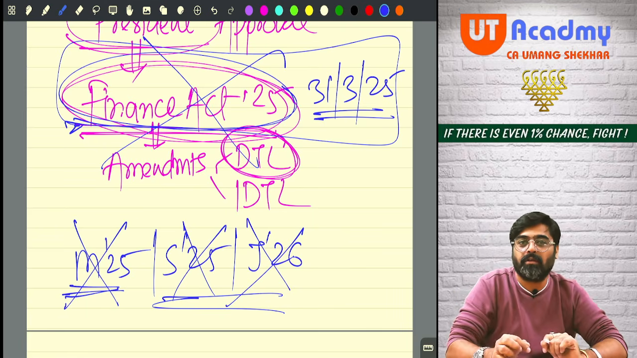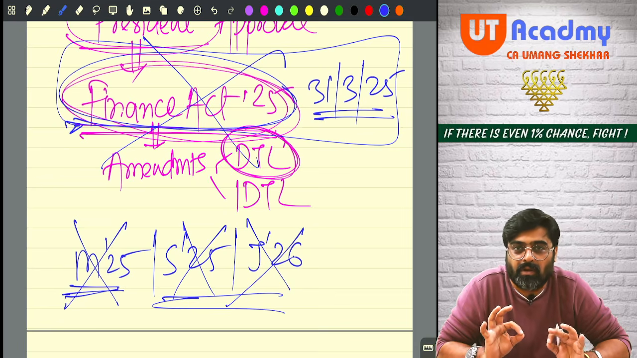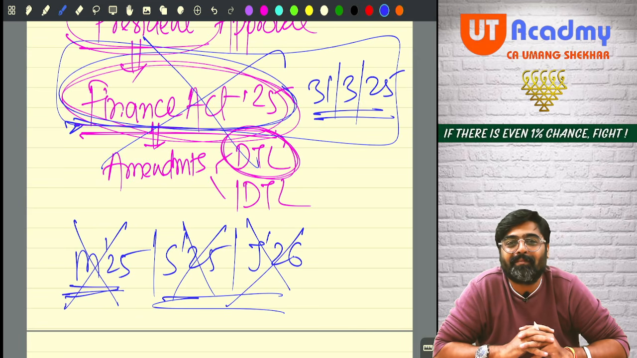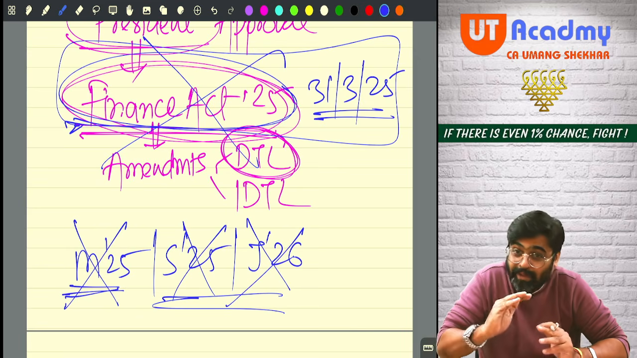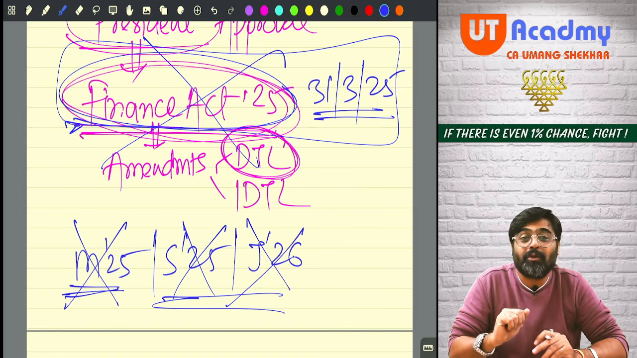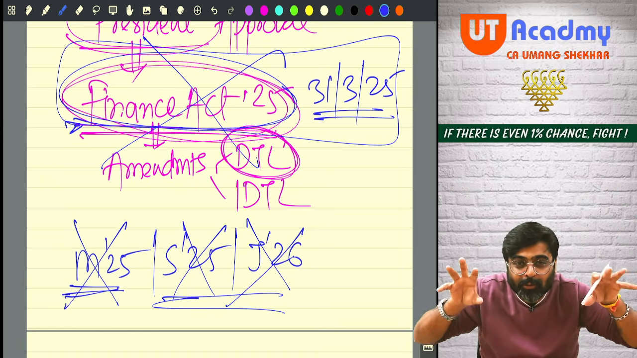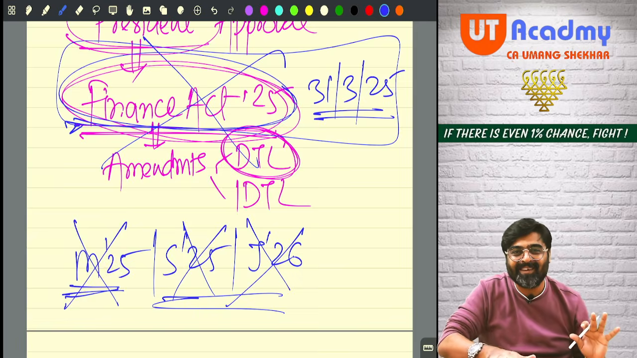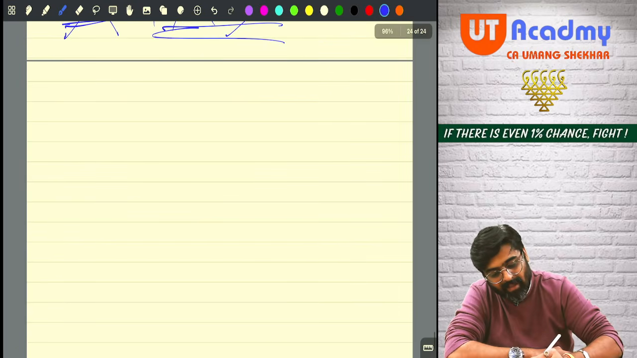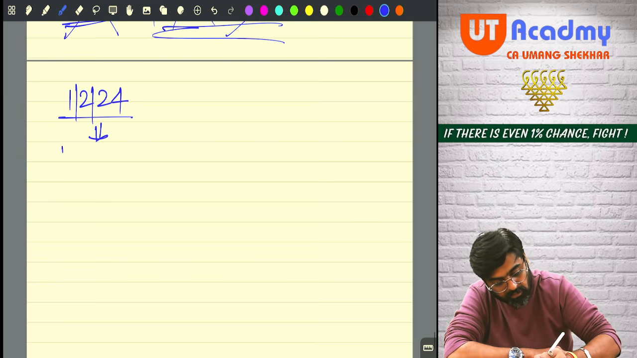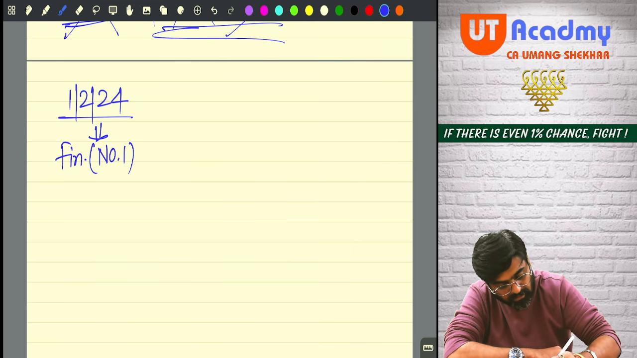And my dear friends, 2024 was election year. Which year, sir? Election year. So in the election year, what happens? Usually there are two budgets, and from those two budgets, two finance acts are made. One budget was presented on 1st February 2024. That was Finance number 1 bill of 2024.